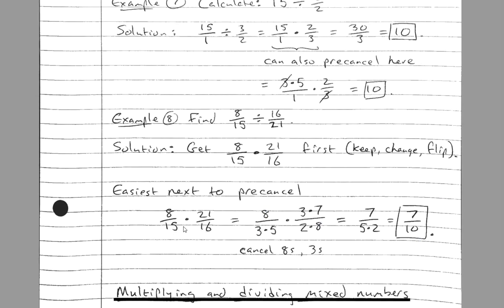If you multiply straight across here, what's that? 168 over something big down here, 240. So 168 over 240, then look for common factors. So this is the simplified answer, 7/10.